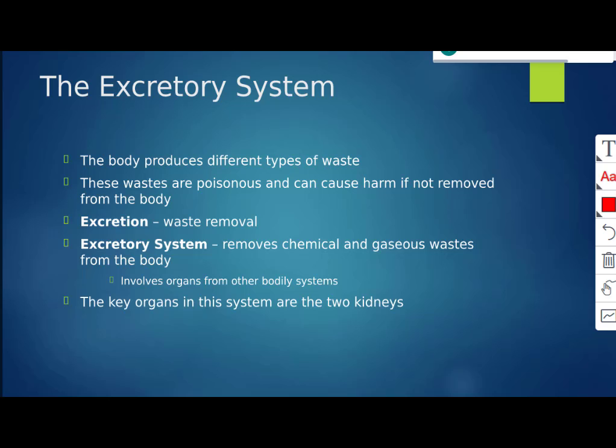So the body produces different types of waste. These waste materials can become poisonous in the body, and then they can cause harm if they're not being removed. When we talk about excretion, that is waste removal. The excretory system removes chemical and gaseous wastes from the body. It involves organs from other bodily systems. The key organs, though, in this system are the 2 kidneys.